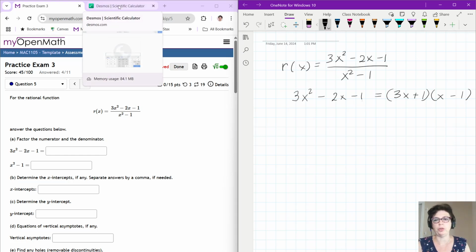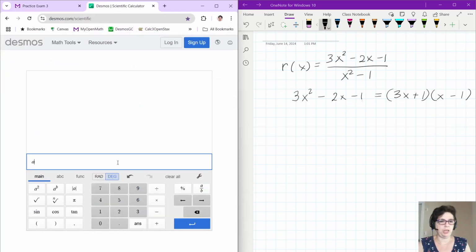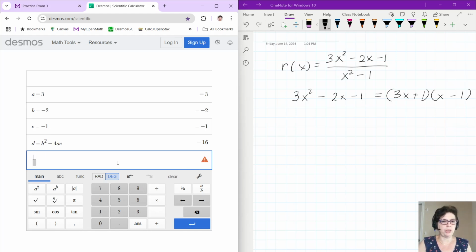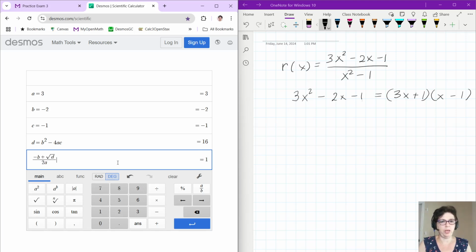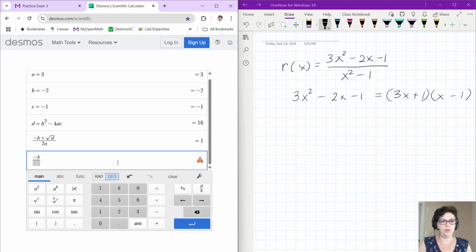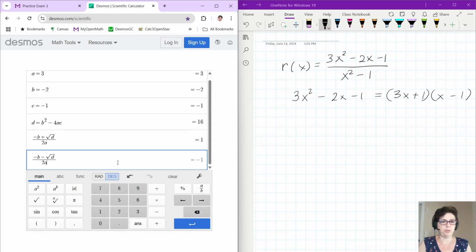Now, another thing you can do, if you have a calculator and let's say you do not know how to factor, is try to find the zeros using the quadratic formula. So let's just say that a is 3, b is negative 2, c is negative 1. Now, computing the discriminant is b squared minus 4ac, and then your roots are negative b plus square root of the discriminant divided by 2a, and then the other one is negative b minus square root of d divided by 2a. Now this one you can convert to a fraction.